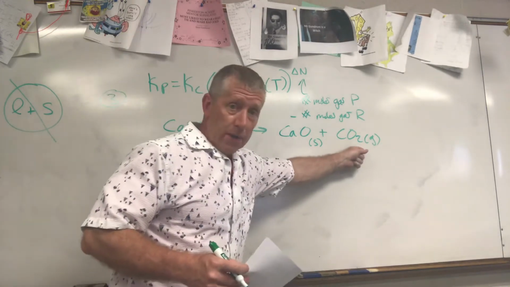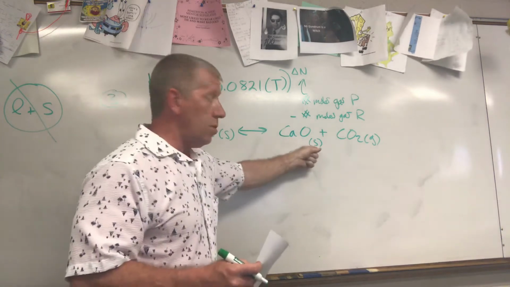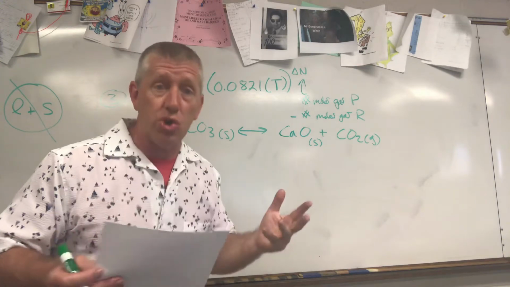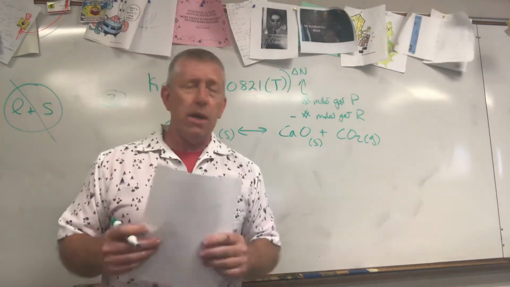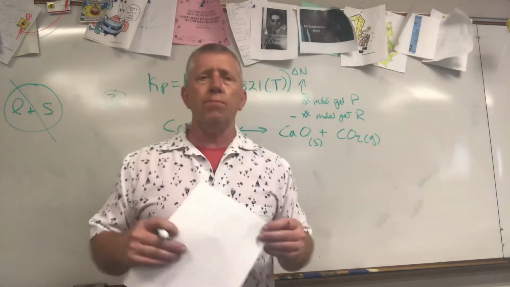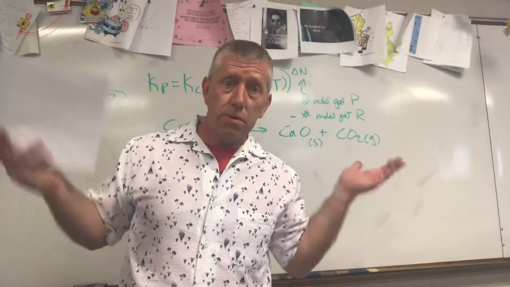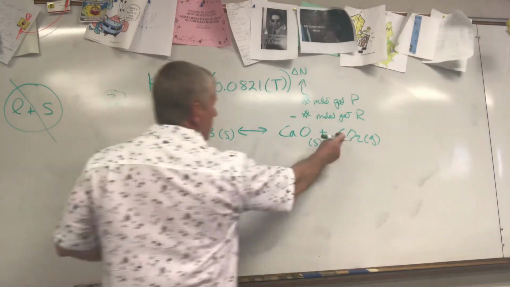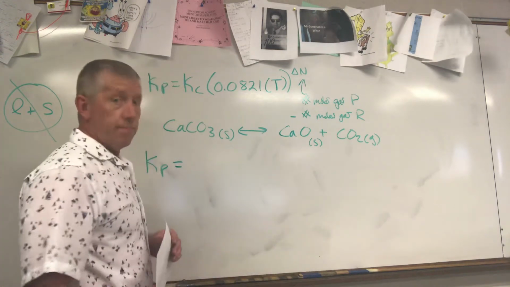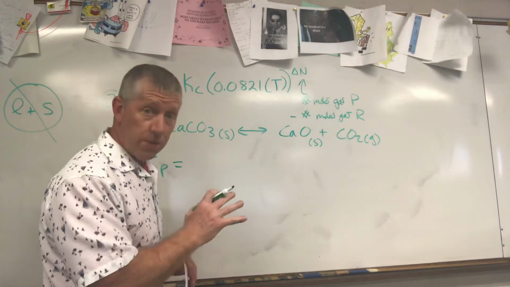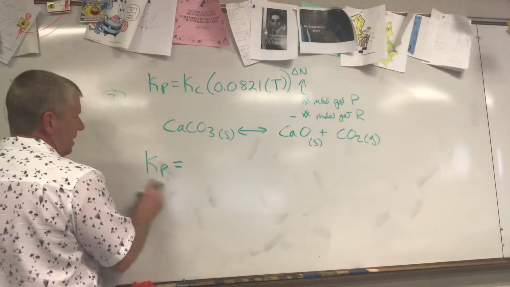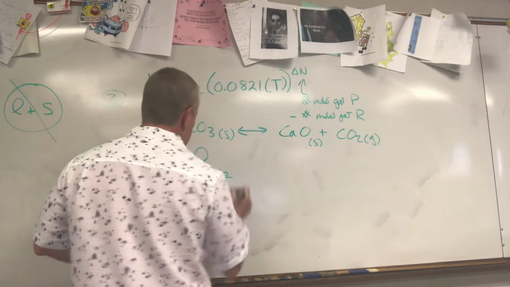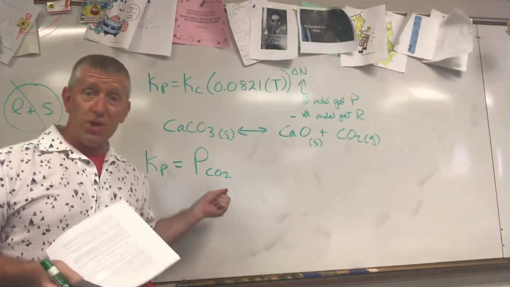Well, remember, products over reactants, but we do not include solids. You don't include those ever, because you can't have a pressure of a solid. Say I've got some carbon graphite over there. What's the pressure of that graphite? Doesn't make sense. So we're only going to put carbon dioxide in my expression. This is a balanced reaction, so there are no coefficients, no exponents. So the pressure of the CO2 goes right there. That's my Kp expression. Nice and easy.